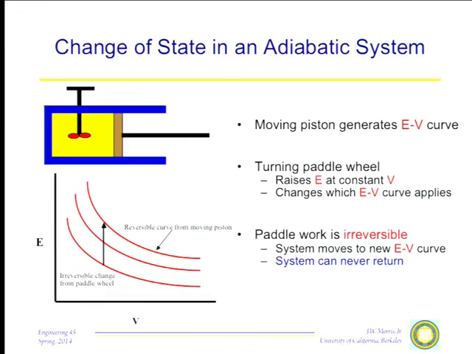Suppose I do work with the piston. If I do work with the piston, then the states that I generate will follow a curve, something like this. The more I compress the system, the higher its energy is, and if I allow the gas to expand, the energy will come back down again. The system does work on the environment. So I generate a bunch of states along a curve, something like this.